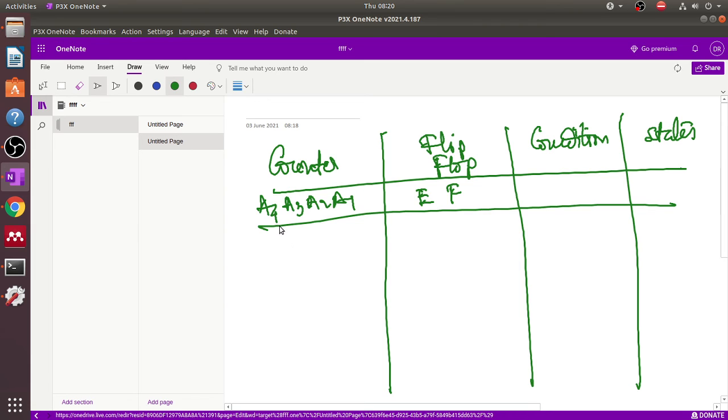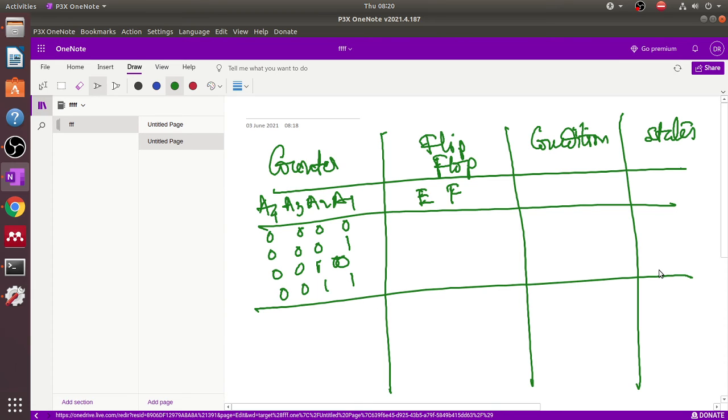So now first the counter initial state 0 0 0 0, and then 0 0 0 1, then 0 0 1 0, then 0 0 1 1. This is one state, because for this state this is equal to 1 and remaining all are zeros. And we know that A3 equal to 0 and A4 equal to 0 for the timing state T1. Okay.